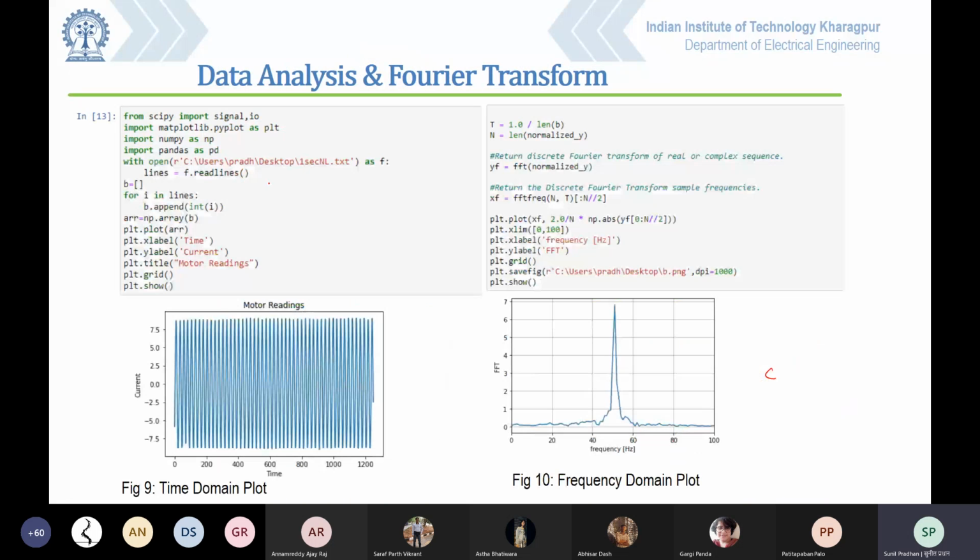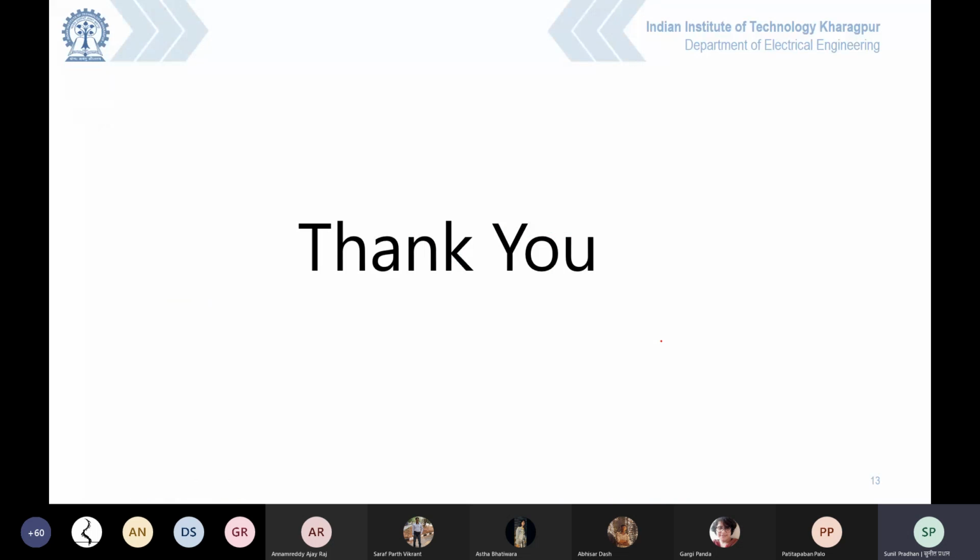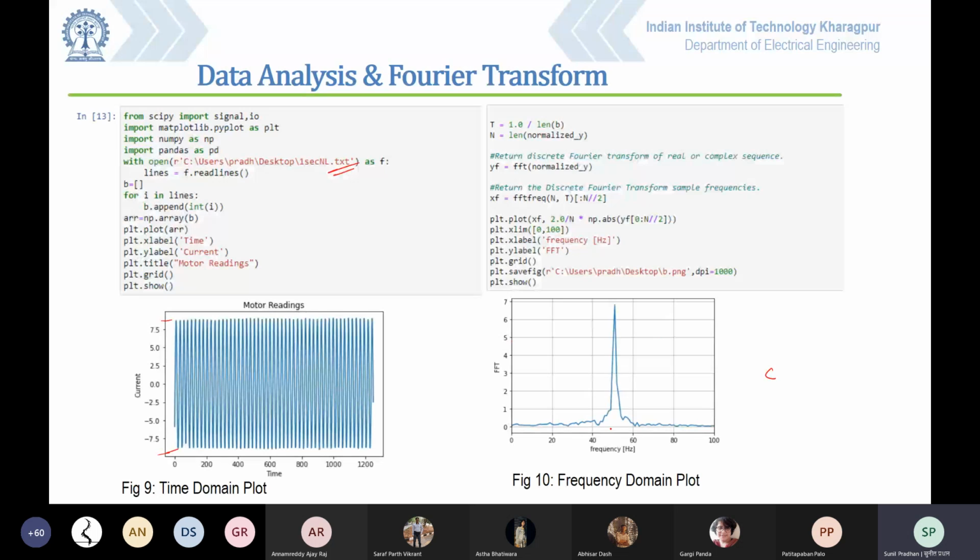Finally, after running that code on our Raspberry Pi, we will get one .txt file. I did the analysis on the Jupyter platform. First I plotted the signals which I got from my Pi board. You can see that it is a very good sine wave, and this is my current signal. And if I plot the FFT, the Fourier transform, I am getting a very good peak at 50 hertz.